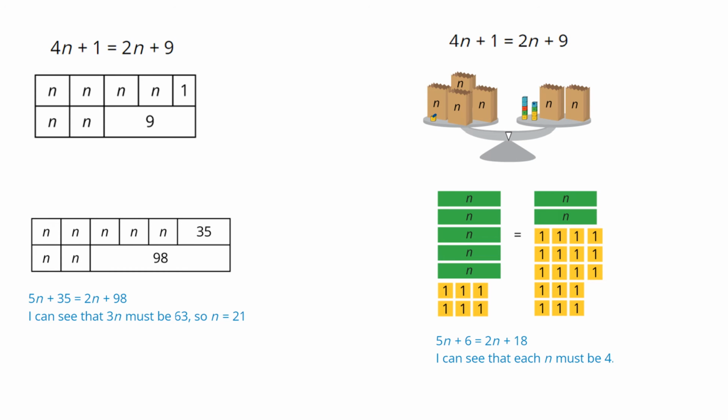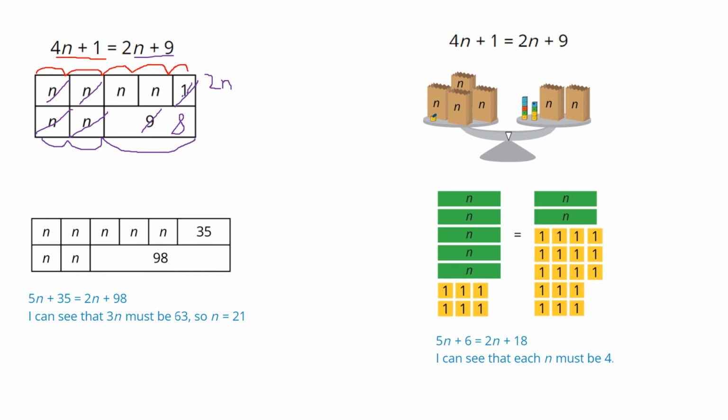Another representation here of 4n plus 1 equals 2n plus 9. So 4n plus 1. I've got 1, 2, 3, 4 n's plus the 1 on the top. Then on the bottom, 2n plus 9. So 1, 2n plus the big jump of 9. To solve that equation, again, I take 2 from the bottom, I take 2 from the top. I'm left with 2n on the top. If I take 1 from the top, then I take 1 from the bottom, that gives me 8.